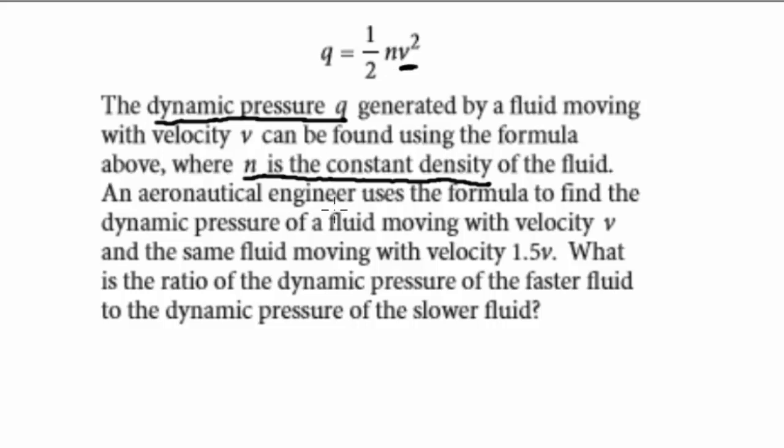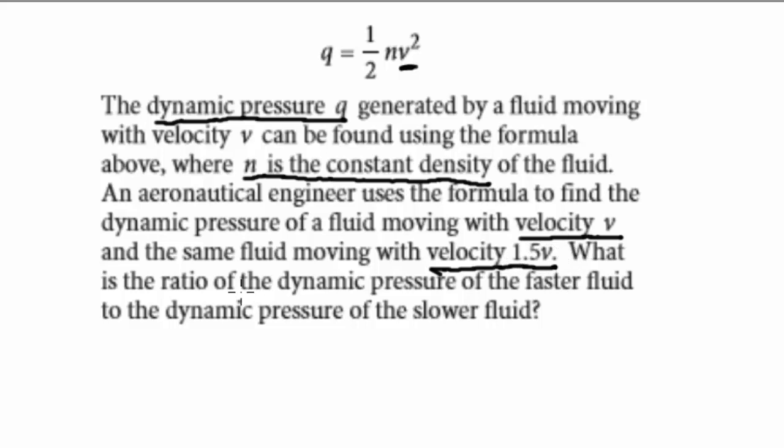Okay. An aeronautical engineer. Notice I'm not underlining aeronautical engineer because who cares who is using the formula, right? It's not important. So an aeronautical engineer uses the formula to find the dynamic pressure of a fluid moving with velocity v and the same fluid moving with velocity 1.5 v. So already we have these two different situations with fluids. One where the velocity is v and one where the velocity is 1.5 v. So a little more than the velocity of v, right? In fact, 1.5 times larger than the initial velocity of this fluid, right?